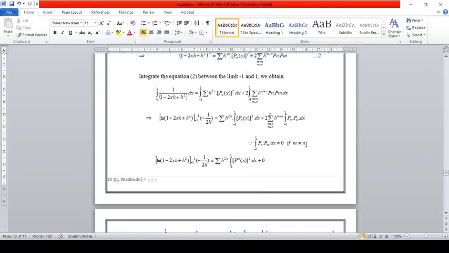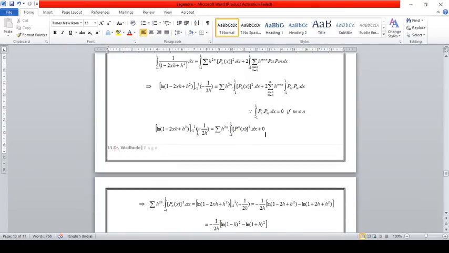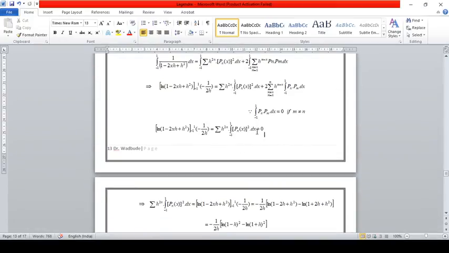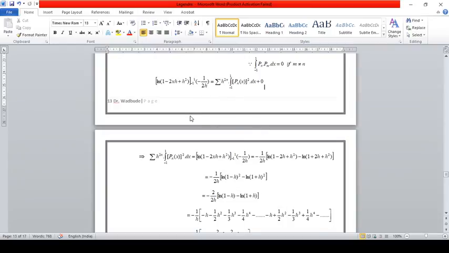Since by the first part this is equal to 0, the last term is 0, and we have log(1 minus twice hx plus h square), limit is minus 1 to 1, and minus 1 upon twice h, is equal to summation h raised to the power 2n integration minus 1 to 1 of Pn(x) whole square dx, is equal to 0.